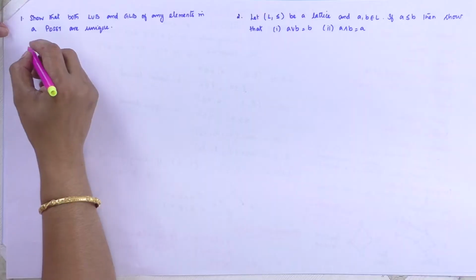So now we will see a problem of this. Show that both the least upper bound and the greatest lower bound of any elements in a partially ordered set are unique. So how do I prove this? Even if I have 2 or more numbers as least upper bound or greatest lower bound of any element, I should be able to prove it has only one least upper bound and one greatest lower bound. It may have many upper bounds and many lower bounds, of which I should have only one least and one greatest. So let us see how we get the proof of this.